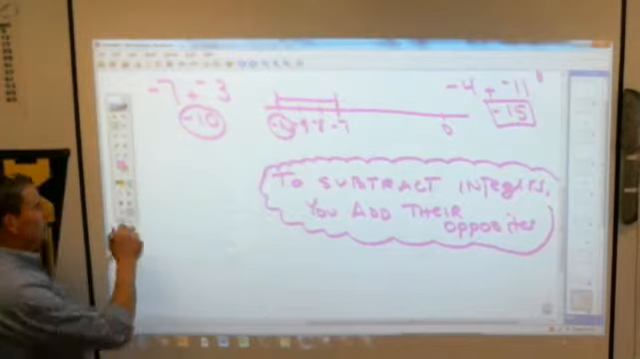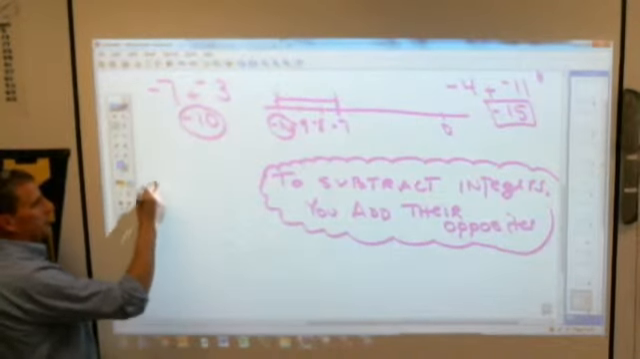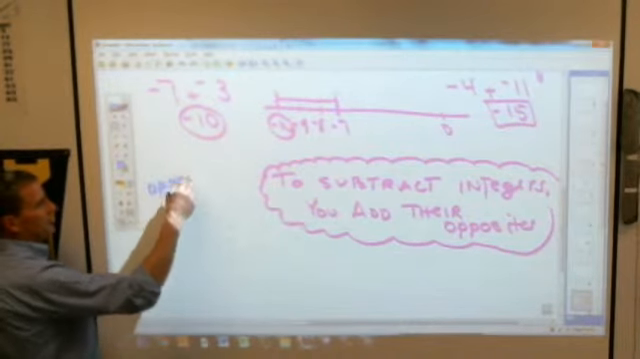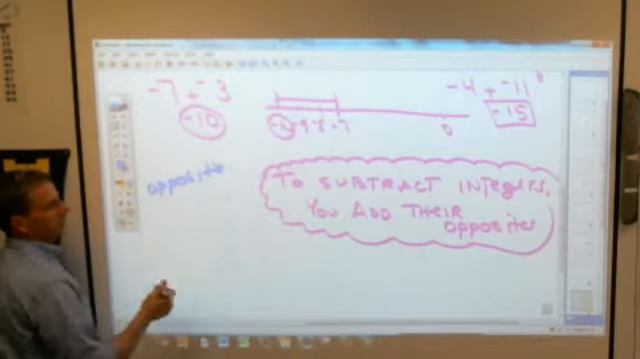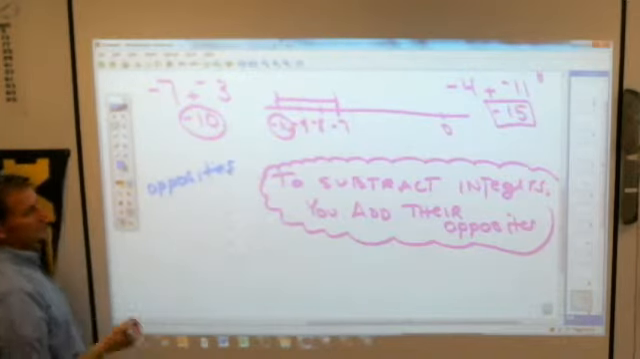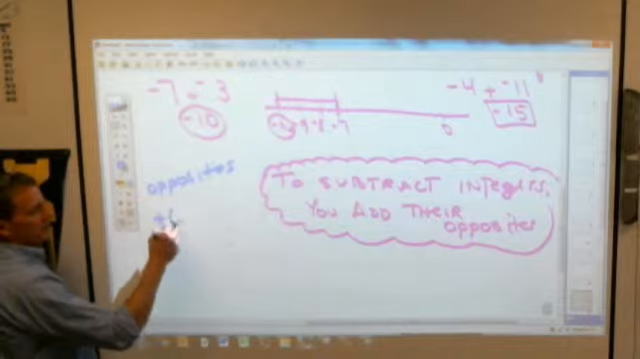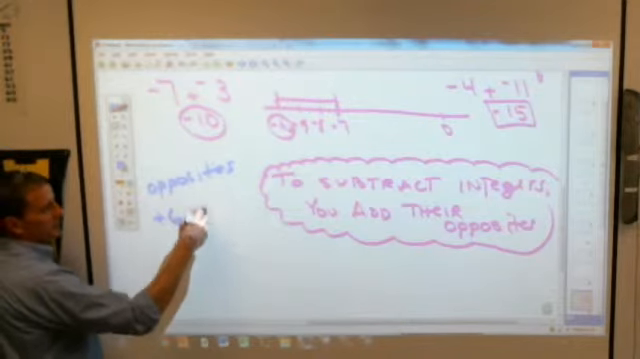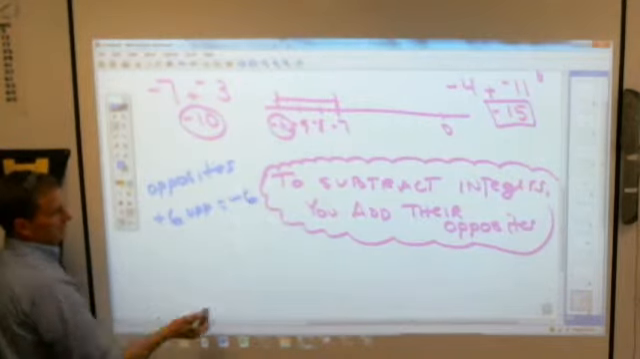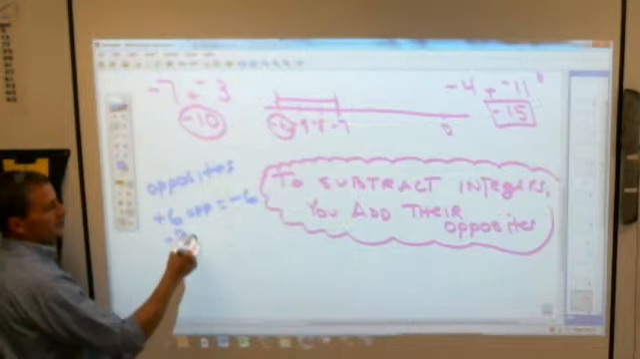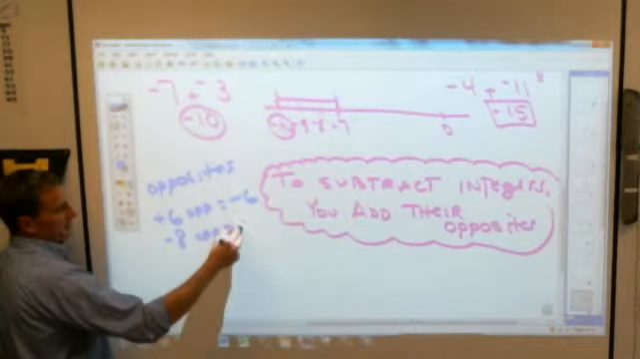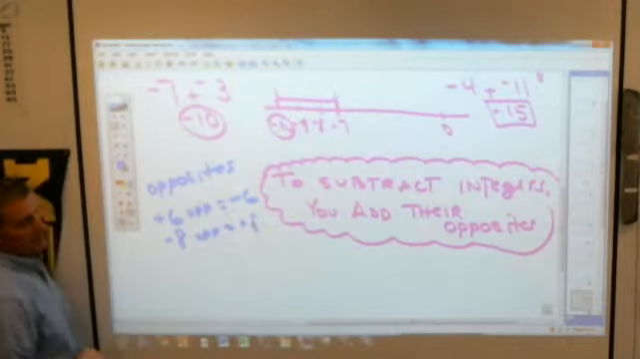Now, before we go on there, we probably need to define what opposites are. I don't know if we've talked about opposites. Anybody know what opposites are? Opposites are, if you have a +6, the opposite of that is -6. If you have a -8, the opposite of that is +8. It just changes it from negative to positive.